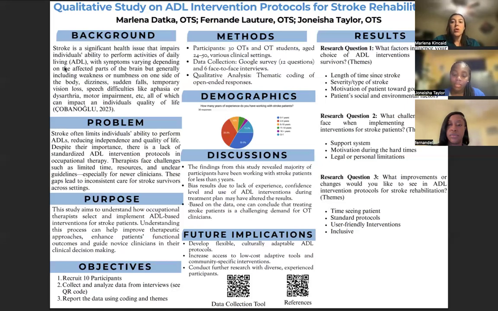For question two, what challenges do you face when implementing ADL-based interventions for stroke patients? The themes that arose were support system, motivation during the hard times, and legal or personal limitations. For question three, what improvements or changes would you like to see in ADL intervention protocols for stroke rehabilitation? The answers that arose were time seeing patient, standard protocols, and user-friendly interventions and inclusiveness.